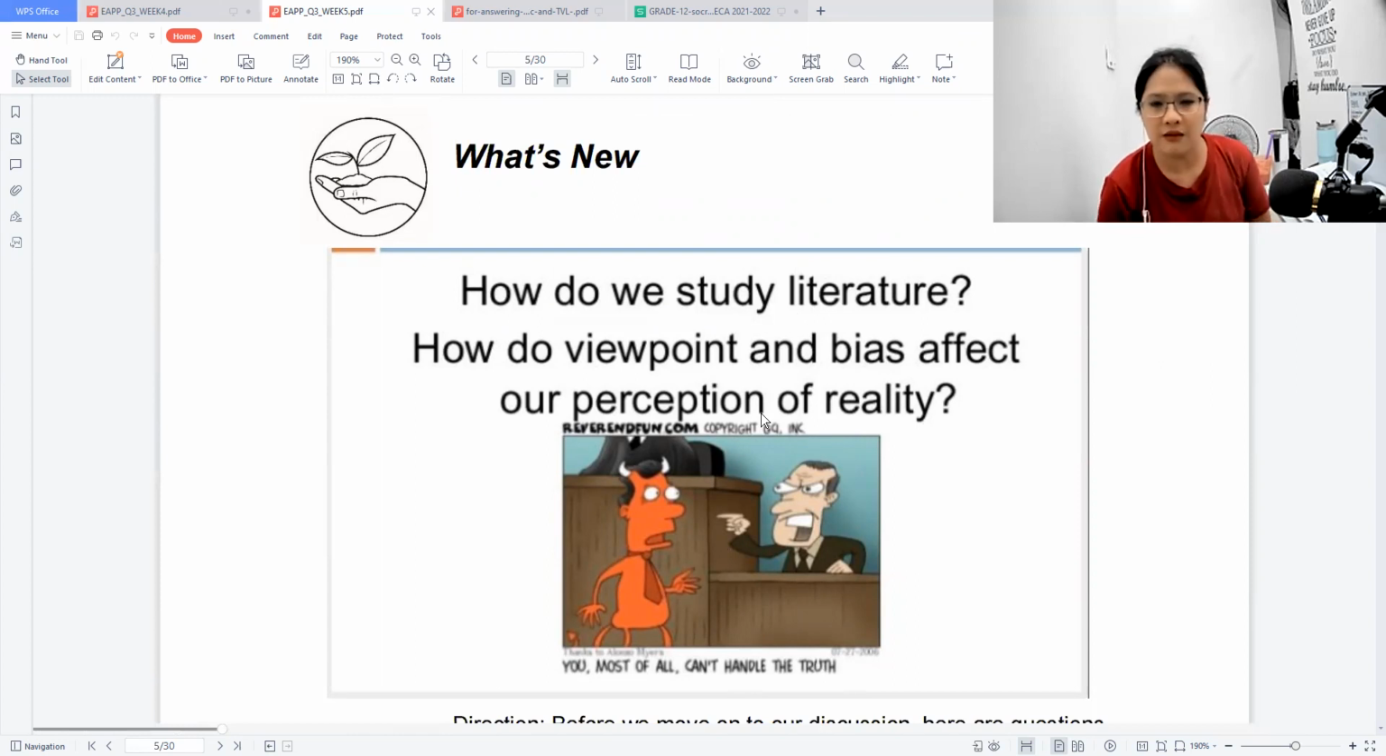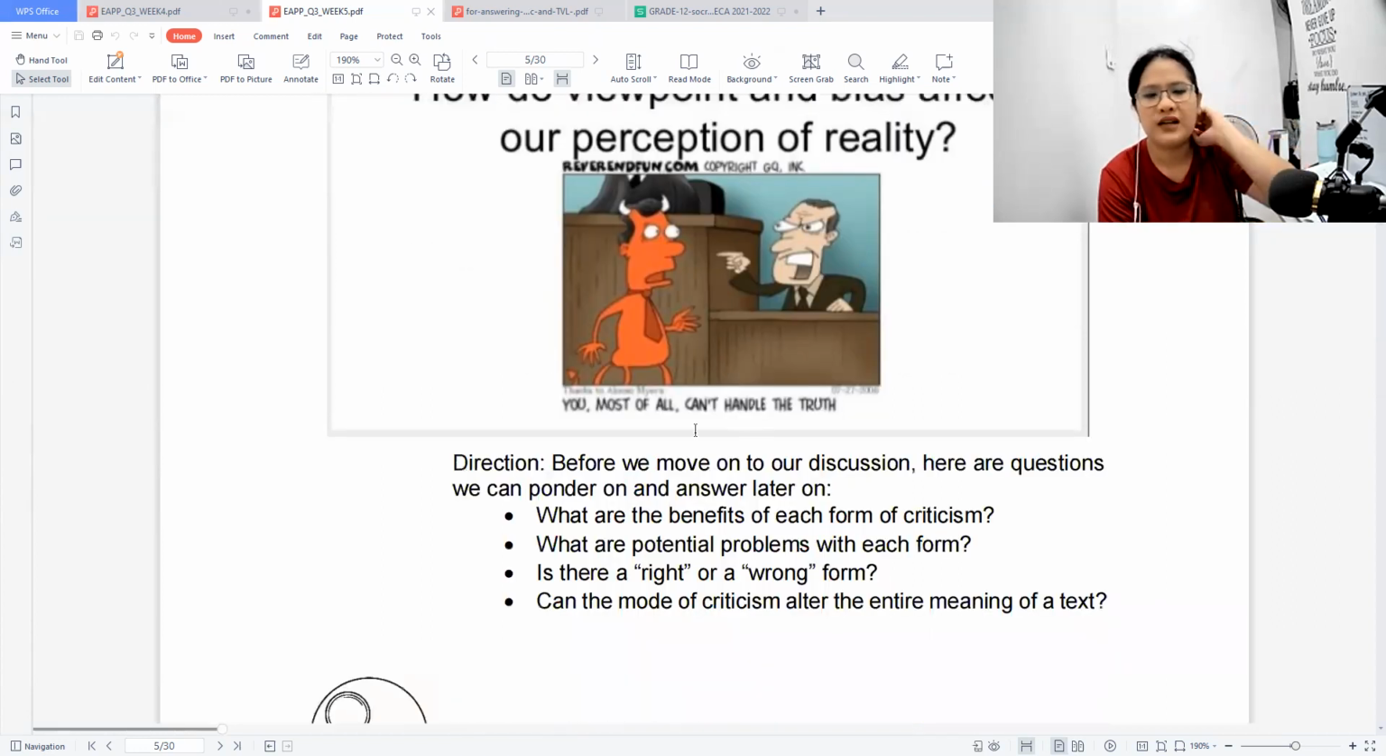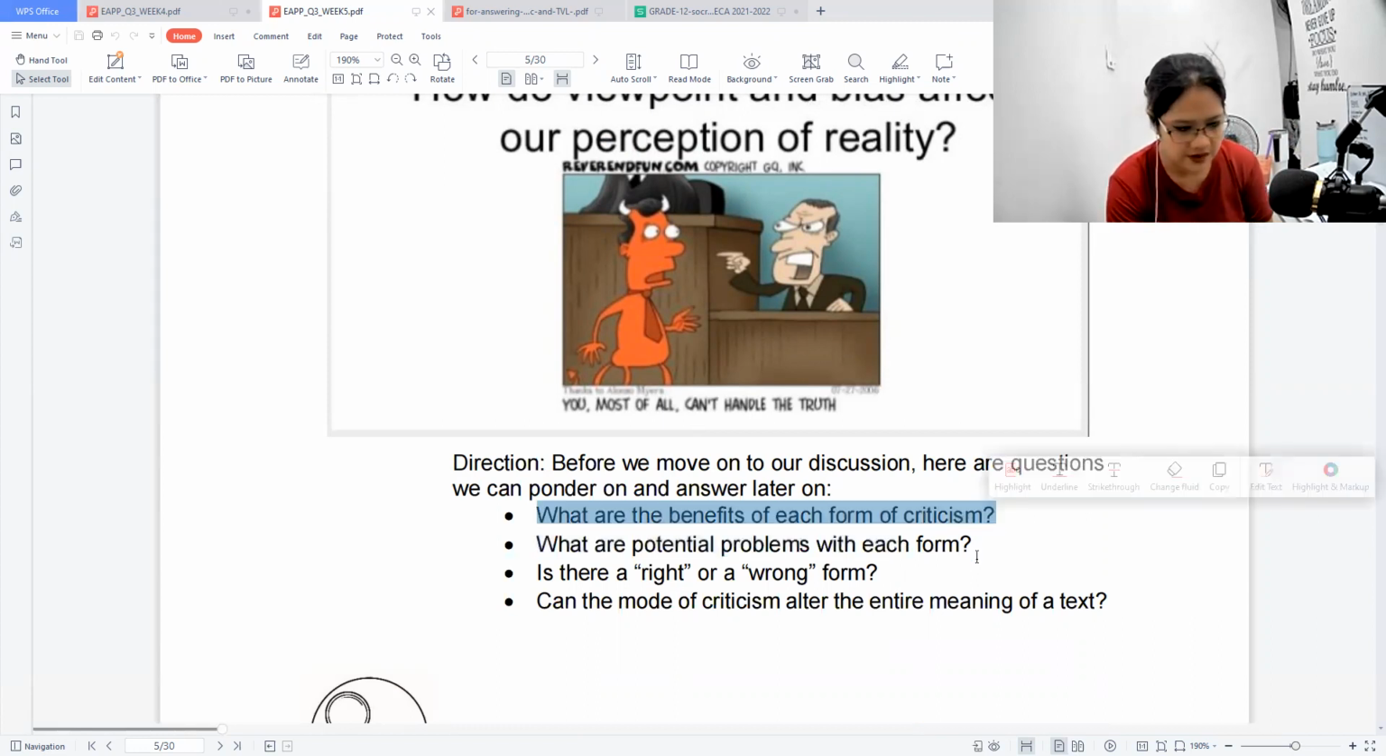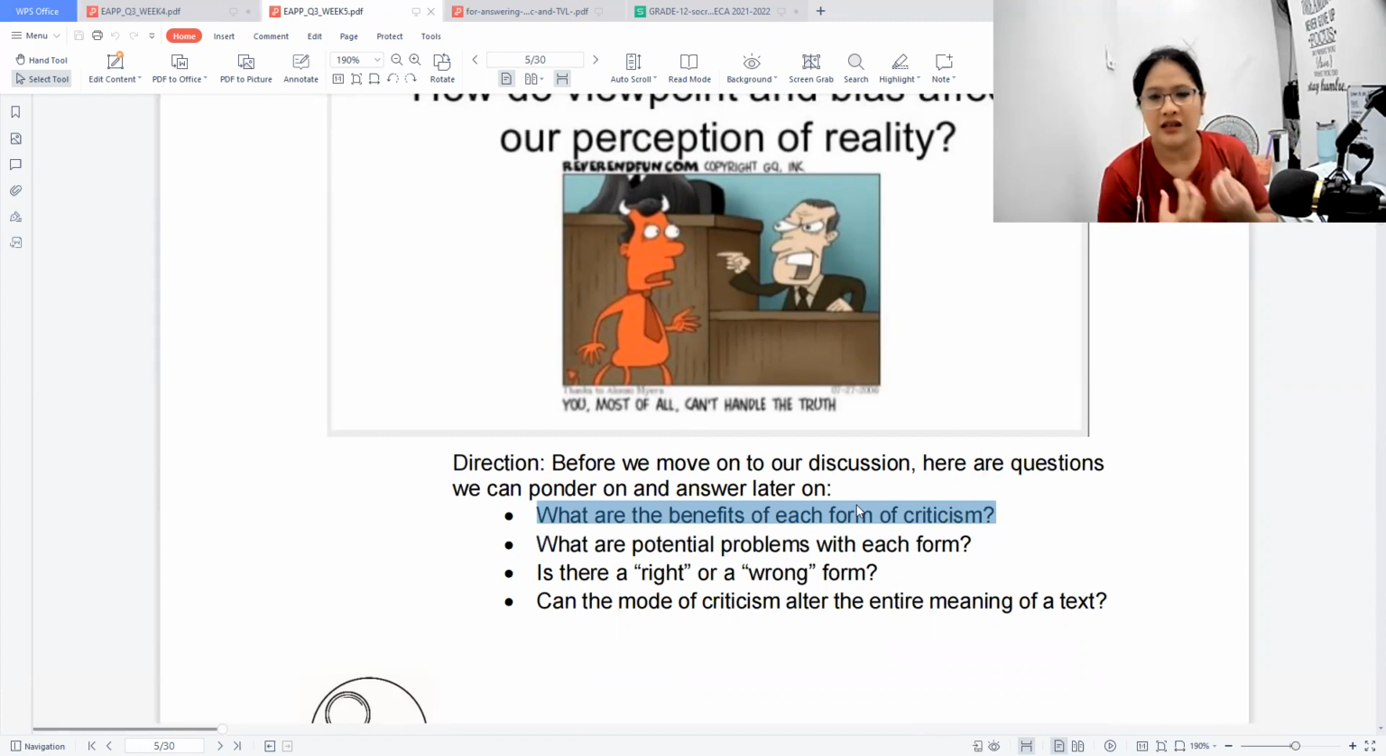But when we're talking about literary pieces and texts, okay, yes, of course, we have our truth, but we are entitled to our viewpoints, okay, and opinions as long as they are backed up with evidence and proof, okay? So, for example, here, before we move on to the discussion, here are the questions that we could ponder on. What are the benefits of each form of criticism? Okay? So, bakit kailangan daw ng criticism at ano yung benefit? Okay? So, you could answer that.